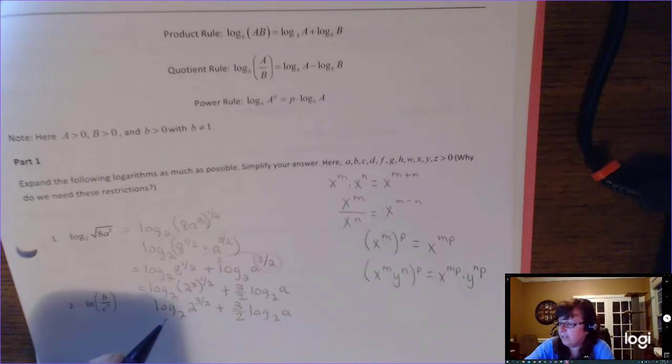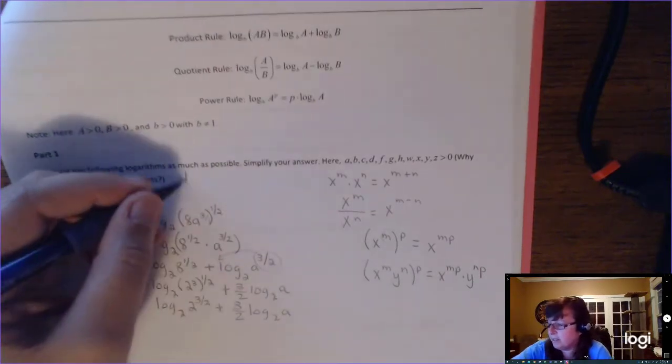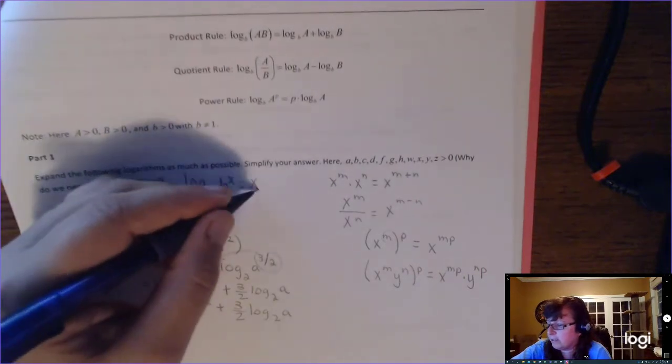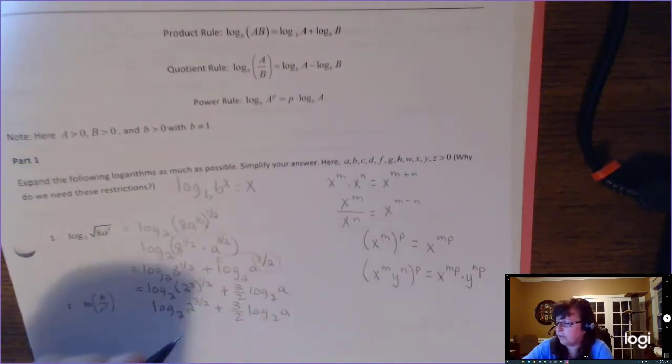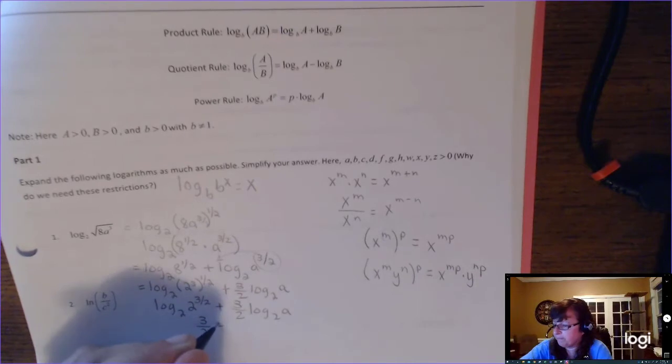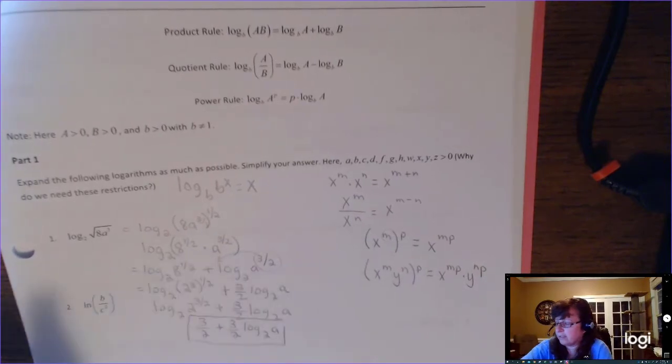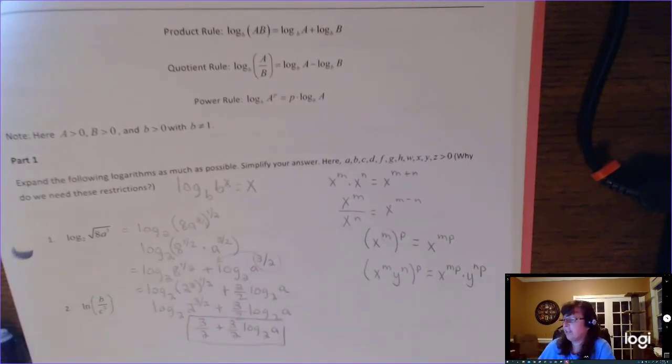And then we have that rule that I said is going to keep popping up. Log base b of b to the x is x. Log base 2 of 2 to the 3/2 is 3/2. So we have used every rule we can use to get this. Okay, so try that one again later.